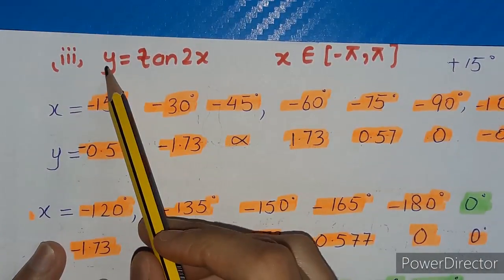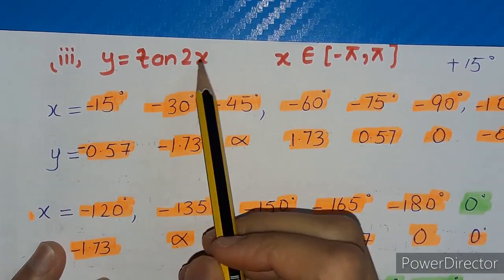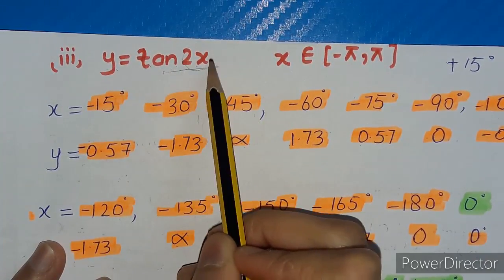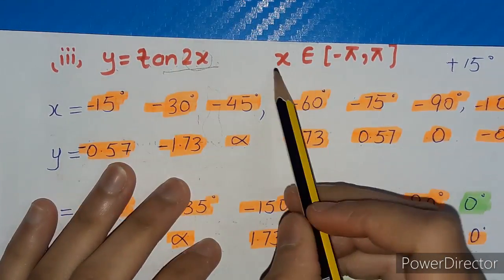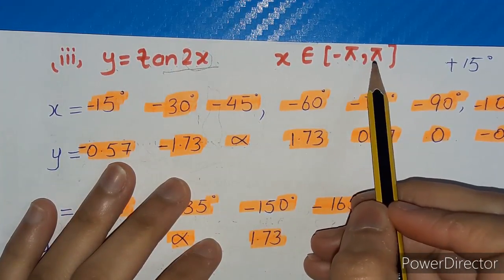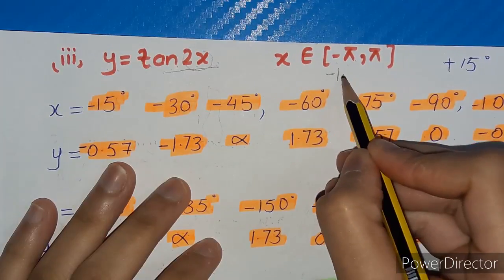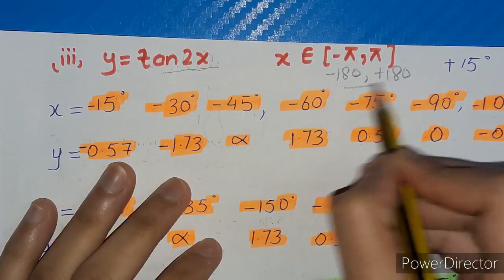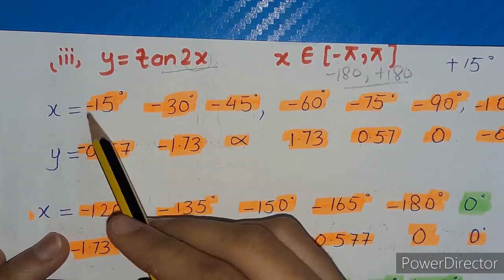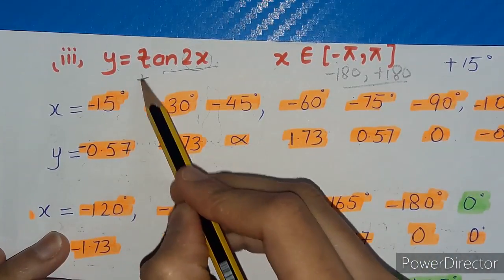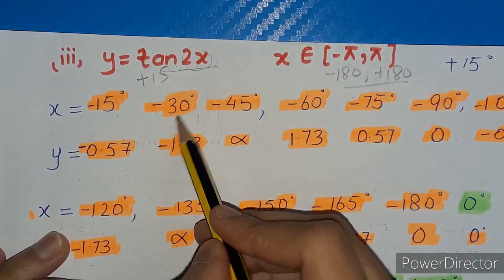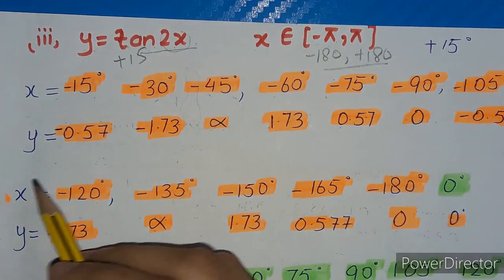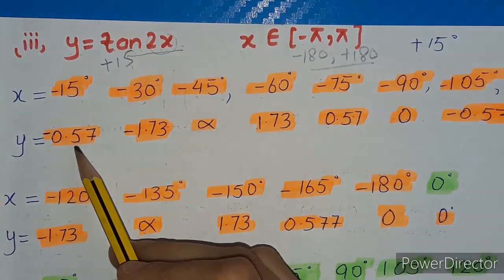In the third part we are given y equals tan 2x. So we are given the tangent function, and the value of x would be 2x. x belongs to minus pi to plus pi, meaning minus 180 to plus 180. This is the range. We will start from minus 15, then keep adding 15 to it: minus 30, minus 45, minus 60, minus 75, minus 90, adding 15 degrees each time.